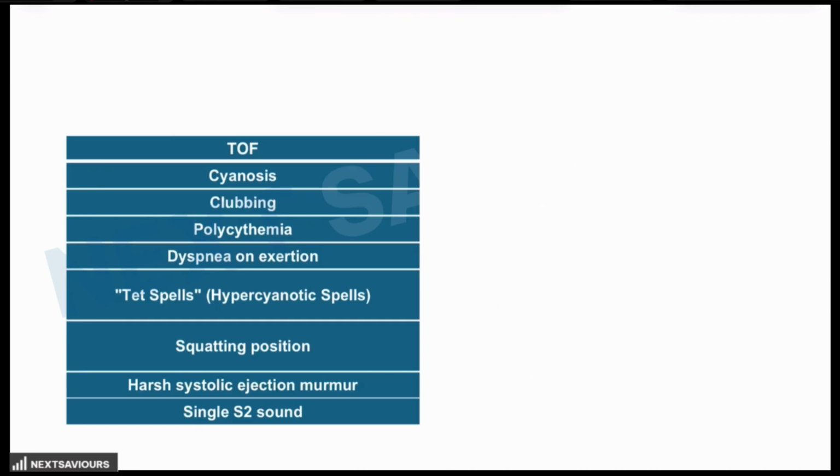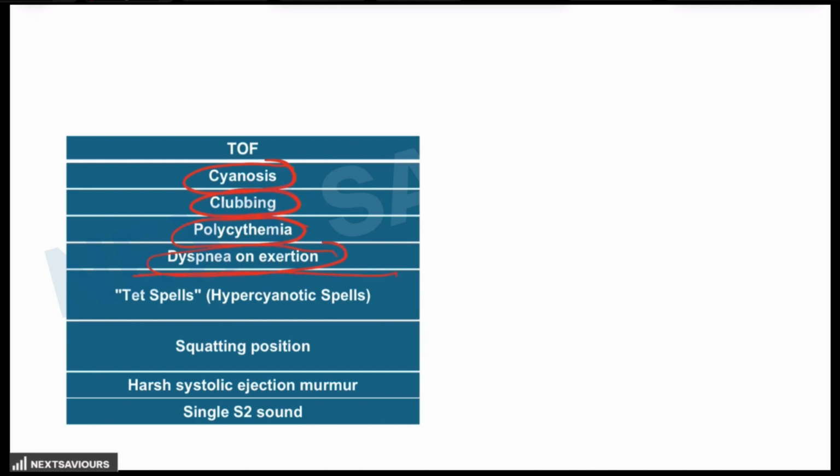Now, as far as the clinical features related to this TOF are concerned, it will present with cyanosis because of right to left shunting across the ventricular septal defect. It will present with clubbing, as it is seen in untreated older children, because of chronic hypoxia. The polycythemia is because of increased RBC production in response to hypoxia. Dyspnea on exertion is due to reduced oxygenation.